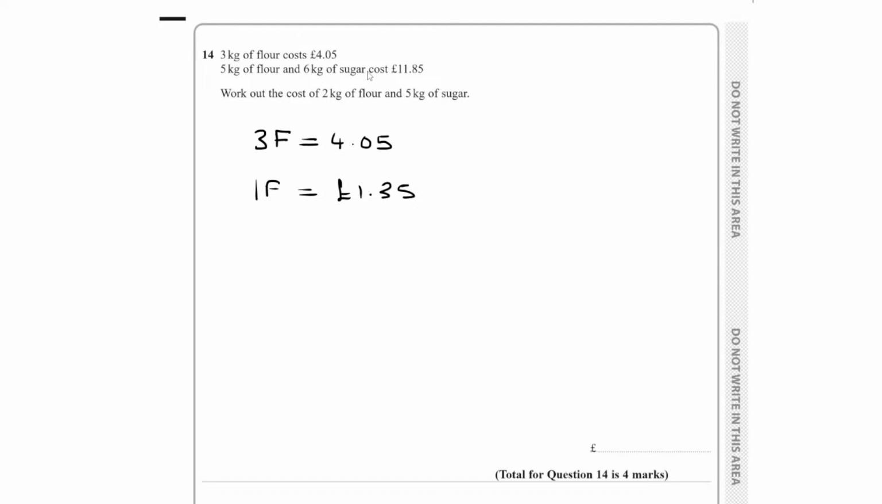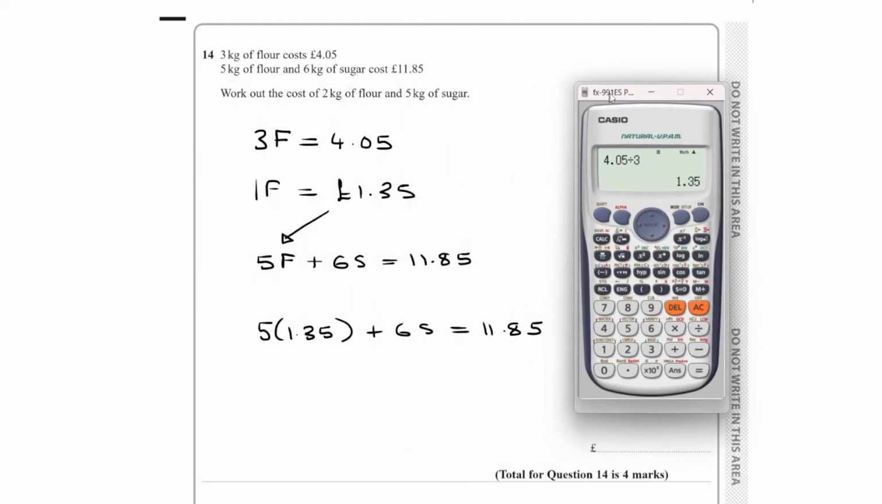Now I also need to know how much the sugar costs. So the second sentence I could translate into an equation of 5F plus 6S, S for sugar, is 11.85. But because I know what 1F is, I could substitute it in, couldn't I? So that's 5 times £1.35 plus 6S is 11.85, and I'll just work this out. As I said, you don't have to do it this way. You can work it out a different way if you prefer to not use algebra.